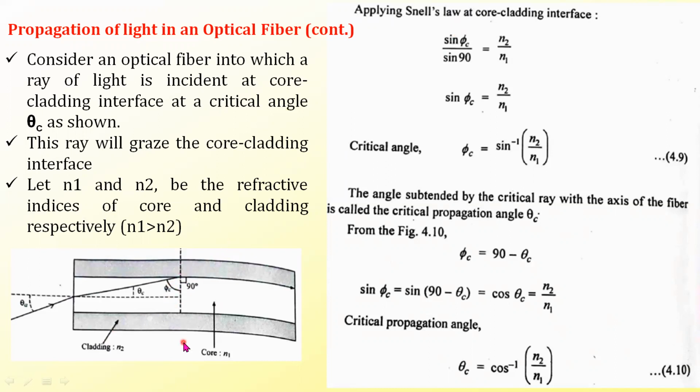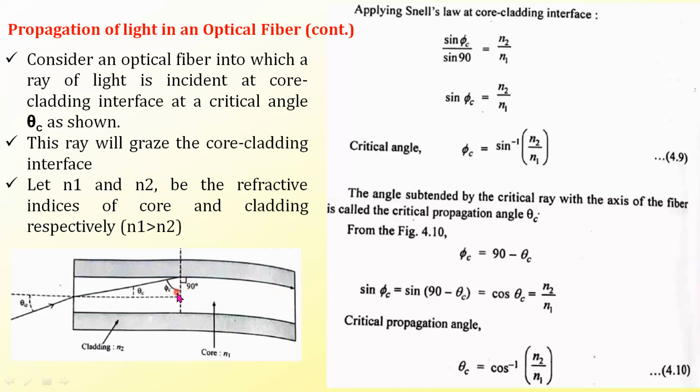So this is the normal. This phi c is the angle of incidence, and this is reflected like this, right? With respect to the normal, it is making an angle of 90 degrees. So the angle of incidence at this interface is phi c, and the angle of refraction is 90 degrees, right? The ray is going like this, just grazing the interface.